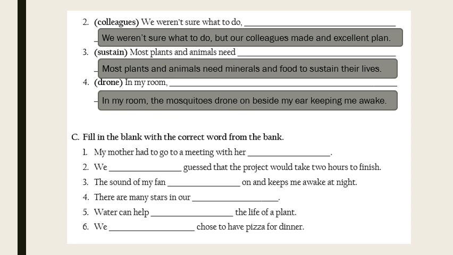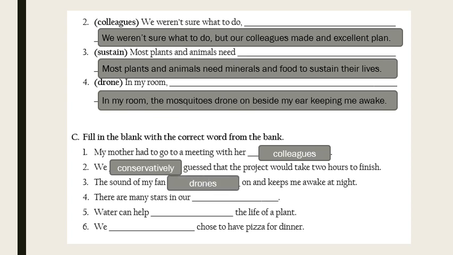Exercise C, fill in the blank with the correct word from the bank. Also, we have to just fill in the blank. Number one, my mother had to go to a meeting with her what? Friends? There is no friends here, so colleagues. We can say colleagues, for example. That's right. Number two, we guessed that the project would take 2 hours to finish. We thought of it carefully, so we conservatively guessed that the project would take 2 hours to finish. Number three, the sound of my fan drones on and keeps me awake at night.